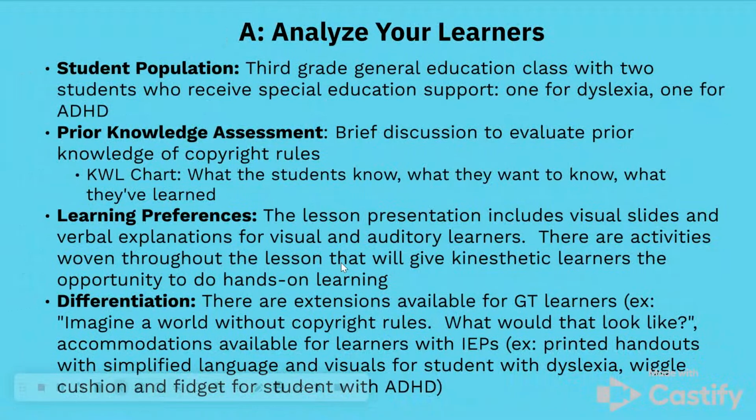which we will complete following the lesson. For learning preferences, the lesson presentation includes visual slides and verbal explanations for both visual and auditory learners. There will also be activities woven throughout the lesson that will give kinesthetic learners the opportunity to do hands-on learning. For differentiation, there will be extensions available for GT learners. For example, following the lesson, we might have a discussion prompt. Imagine a world without copyright rules. What would that look like? Giving them a chance to expand.